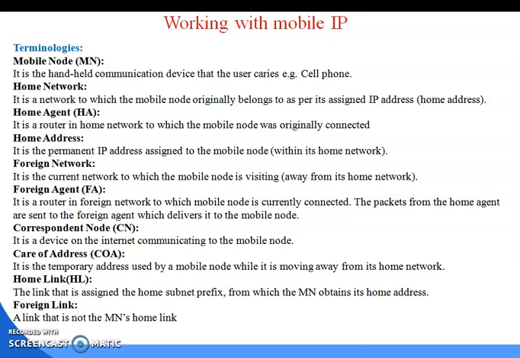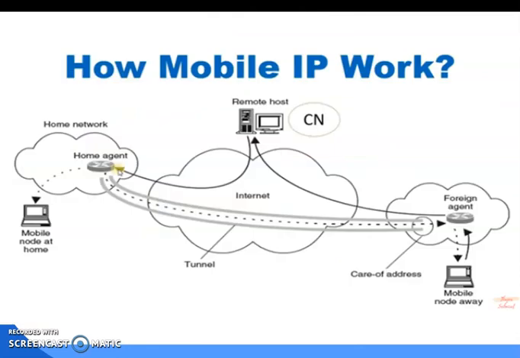Next is the correspondent node (CN). It is the device on the internet communicating with the mobile node. Care of address (COA) is the temporary address used by the mobile node while it is away from its home network. Next is the home link (HL), the link that is assigned the home subnet prefix from which the mobile node obtains its home address. Foreign link is a link that is not the mobile node's home link. So these are the terminologies used in mobile IP.